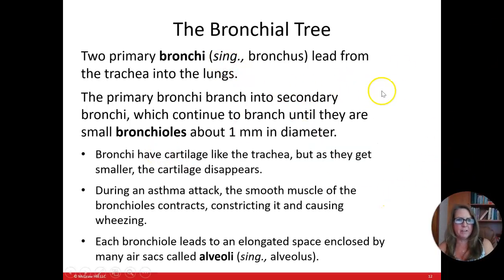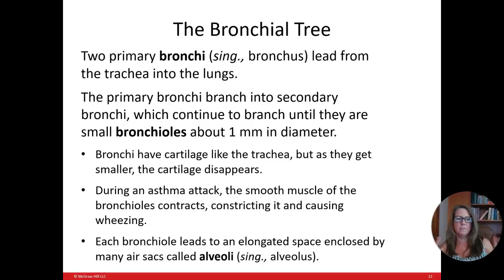All right, we talked about the primary and secondary bronchi, but essentially what we have is a series of tubes going from a larger diameter to smaller diameter. So the smallest bronchioles is actually just 1 millimeter. And then we see that the bronchi are eventually going to terminate in the alveoli. Now the bronchi have cartilage like the trachea, but as they get smaller, the cartilage disappears.